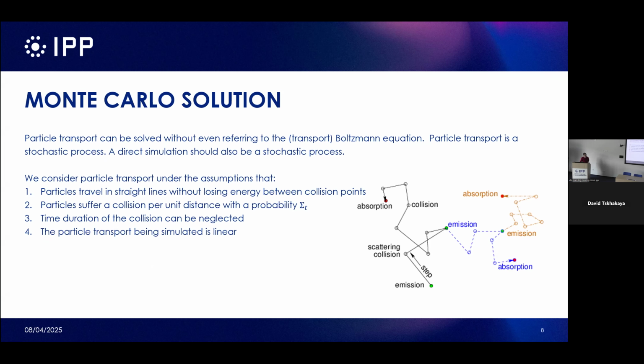There are several assumptions that make this model easier. Particles travel only in straight lines without losing energy between collision points. Particles suffer a collision per unit distance with some probability sigma t, which depends on the rate coefficients or cross sections. The time duration of the collisions can be neglected, and the particle transport is linear.